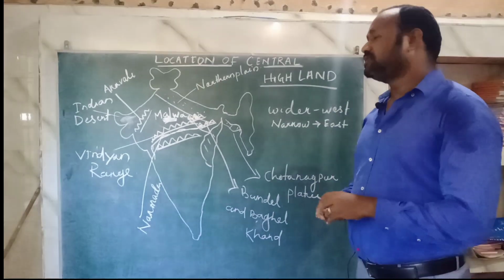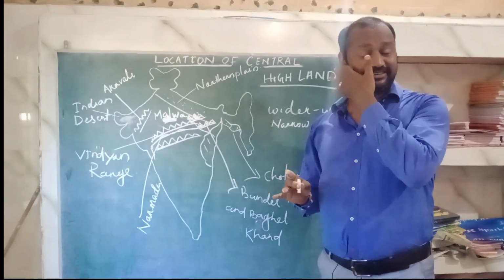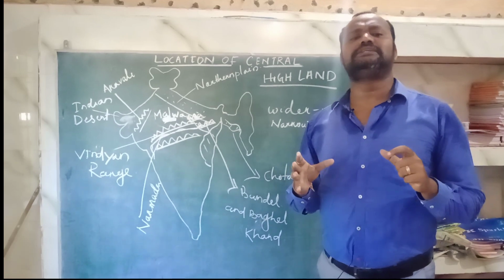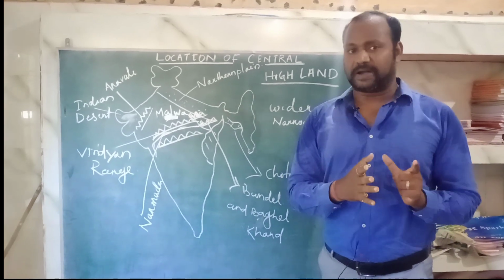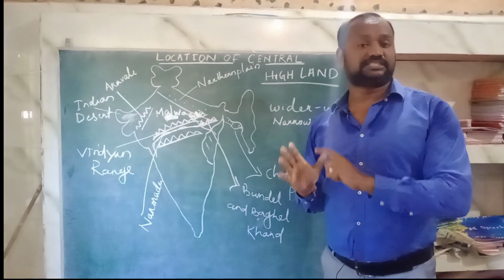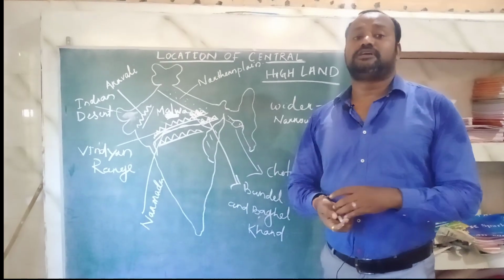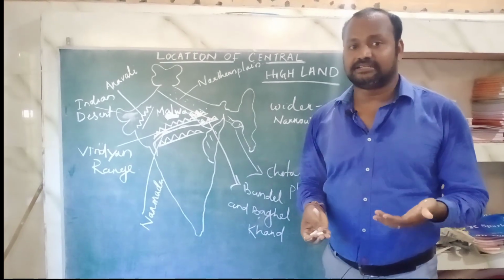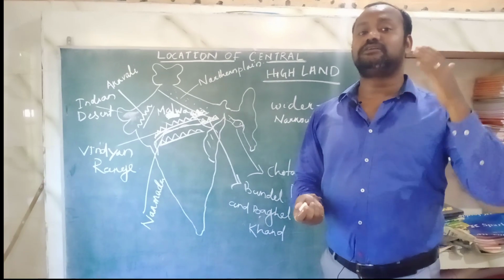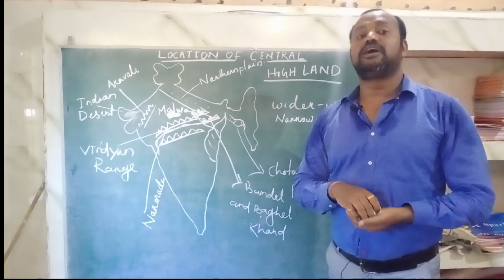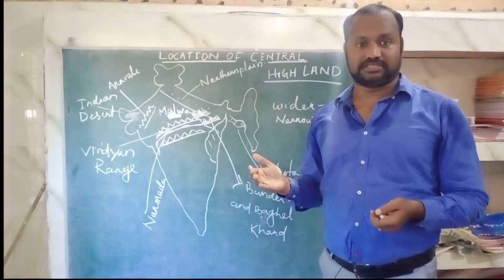Let's discuss some other features of Central Highland. Central Highland is wider in the western part and narrow in the eastern part, and the slope of Central Highland is higher in the southwest and lower in the northeast.